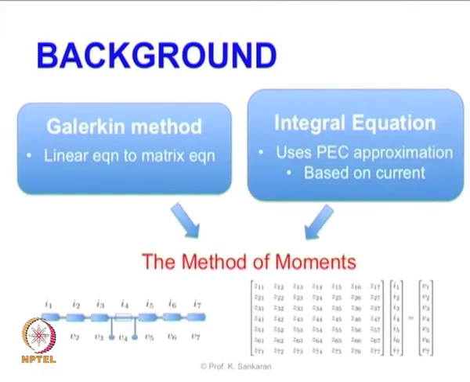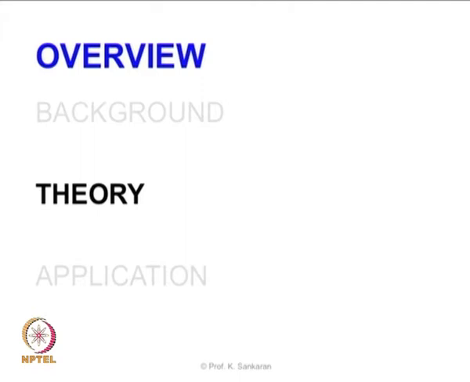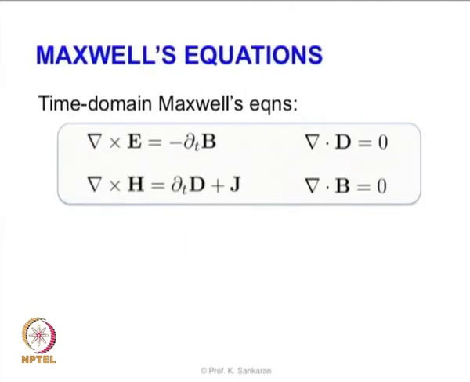So in essence we get a similar set of matrix equations, but in the case of the method of moments what you get is the impedance matrix, the current vector and the voltage vector. This is a kind of Ohm's law, where you have the R represented by the matrix here, the I represented by the vector here, and the voltage represented by the vector on the right hand side. So in a sense it is a very similar approach to the Galerkin method, but the theory is a little bit different. We will start with the theoretical concept itself.